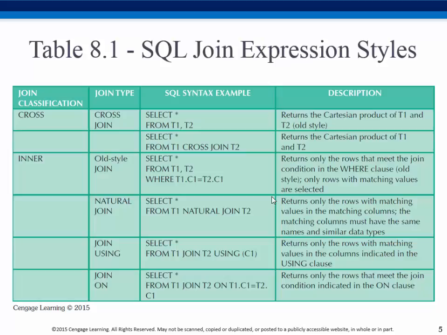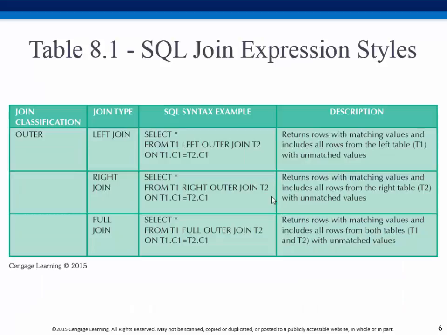And then the join with the using keyword will return only the rows with matching values again in the columns. Join on returns only the rows that meet the join condition indicated in the on clause, and that again is looking at C1 for both tables.